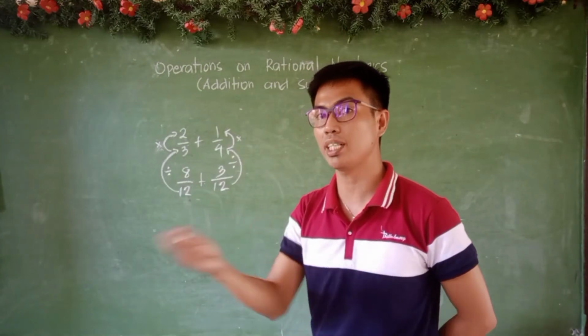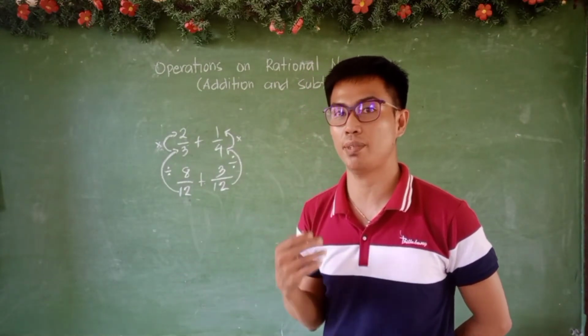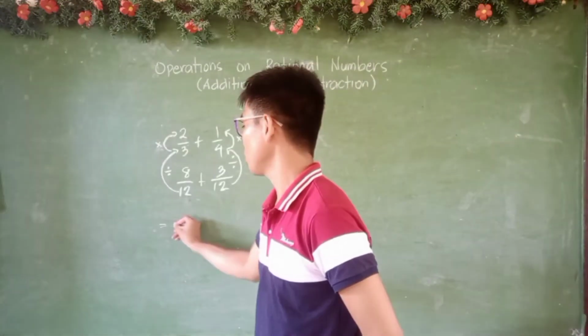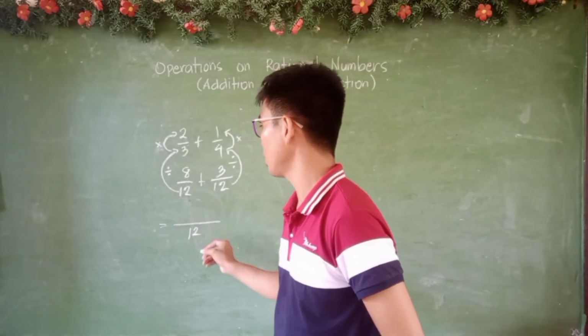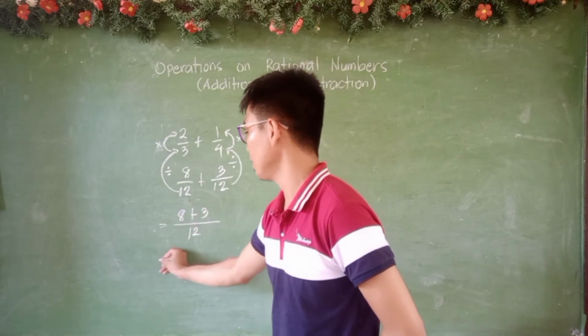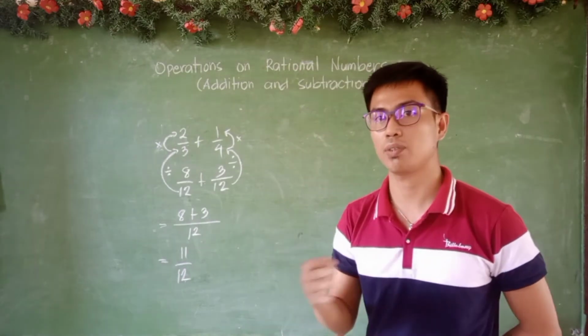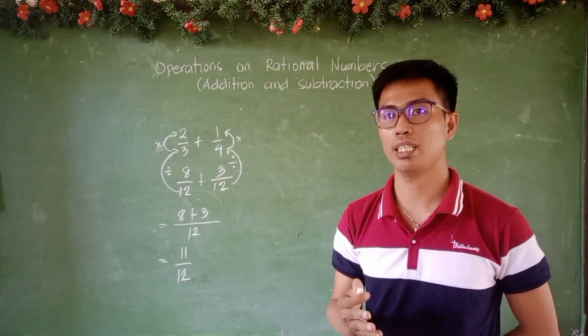So similar na sila. We're going to use the process in adding similar fractions. So to do that, we just need to copy the denominator and then the numerator, 8 plus 3. And that will be 11 over 12. So that is the process in adding dissimilar fractions.